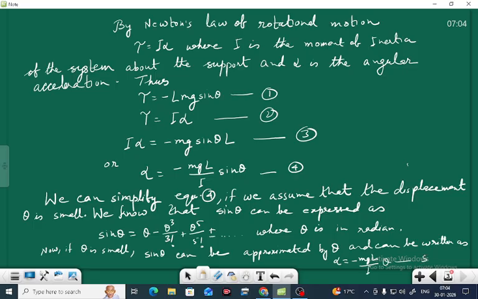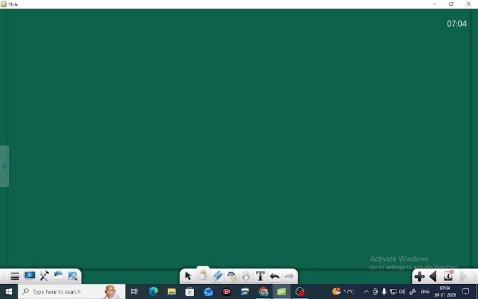So this is equation 5. Now here we will find that if we find the angle, alpha is equal to minus m g L by I into theta. This is equation 5, right? Now we can find out a figure.